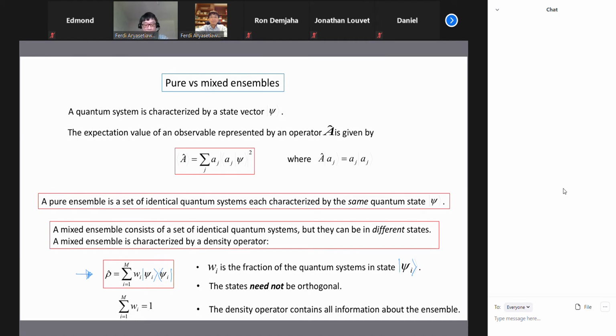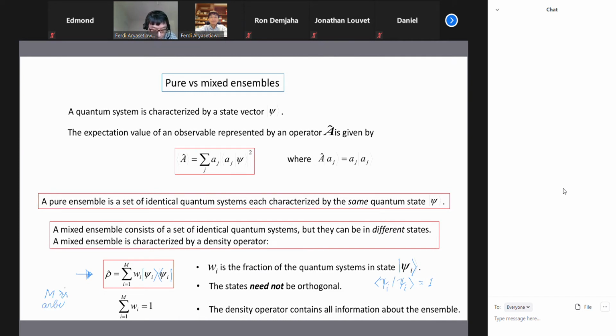And the important point to note here is that the states themselves need not be orthogonal. So they are normalized, but they are not orthogonal. The states are normalized because these are quantum states, so they are normalized as usual, but they do not have to be orthogonal. So this means that the number of states m here can be larger or can be anything. It can be much larger than the size of the Hilbert space. So m is really arbitrary.